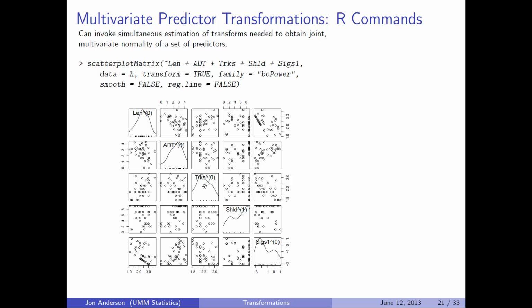Same for ADT, TRKS. Shoulder, it decides it should do nothing. That's a lambda of 1. For SIGS1, it looks like it should log it. And this would be a way to simultaneously transform this set of predictors the best we can. And you'll notice that we don't have really big curved scatter plots anymore. Some of them are quite blobby with no real apparent pattern, but that's okay. We just want to avoid really bad curved patterns.